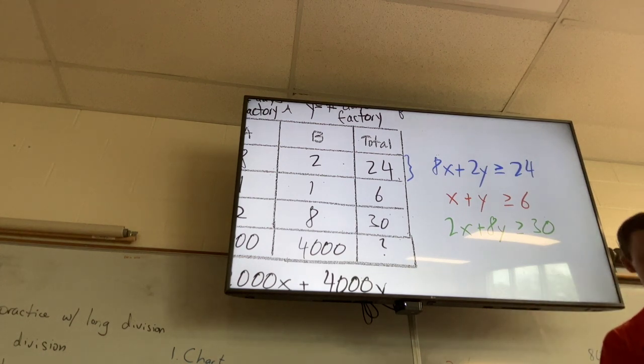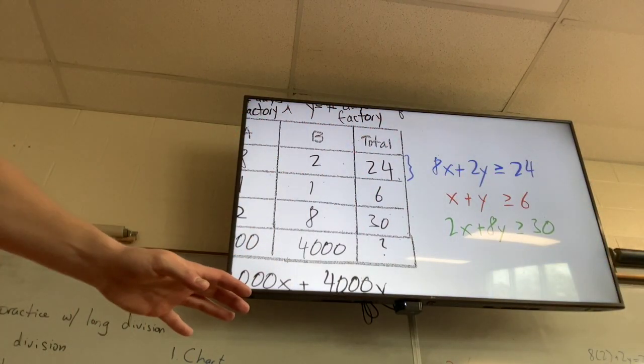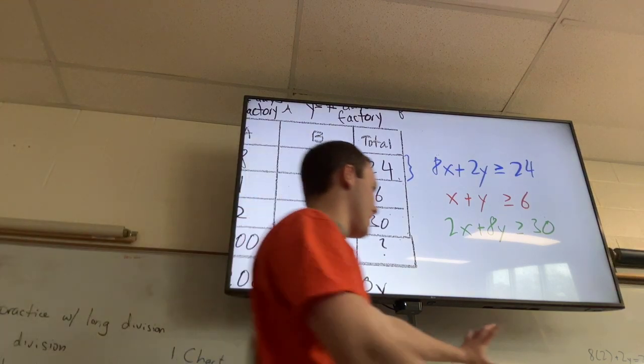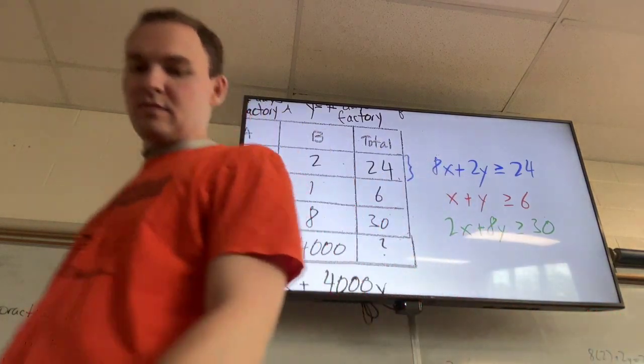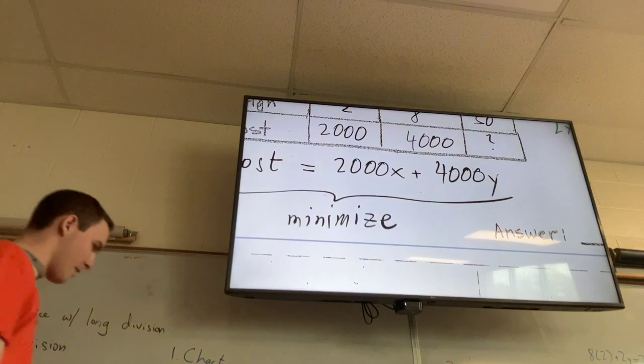Okay. So I'm doing a bunch of simple math that I hope you guys know how to do, so I'm doing this really fast. Are we okay? Okay. So then what do we do with these three possible answers, or three intersection points? Plug them into the cost. Yeah, good job. Plug them into the cost.